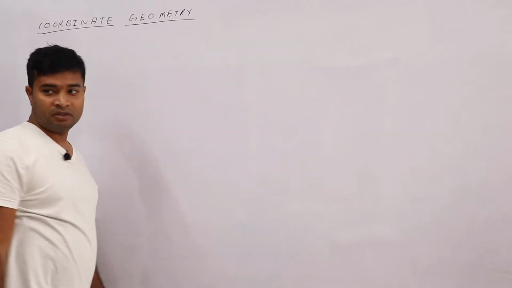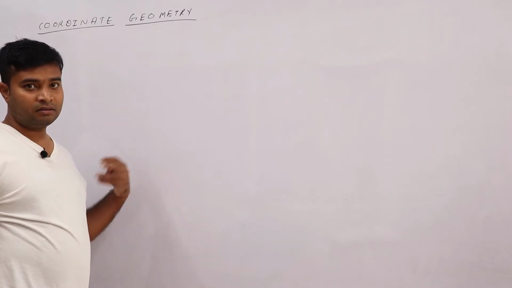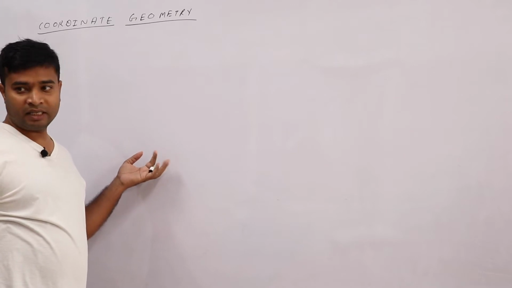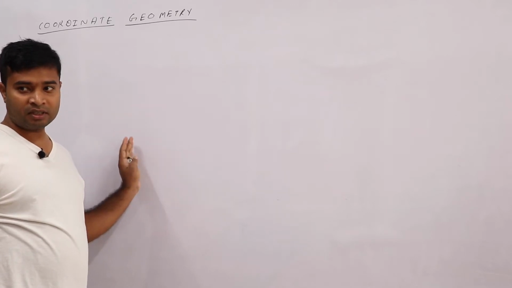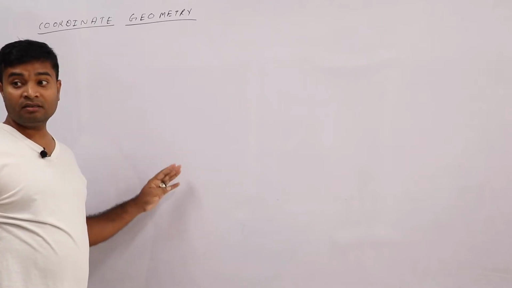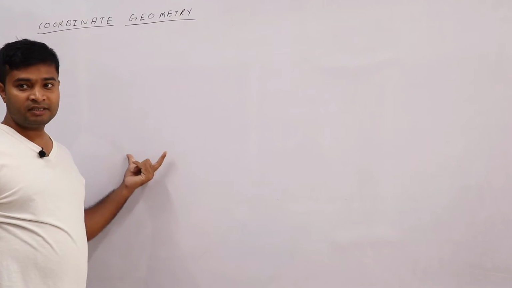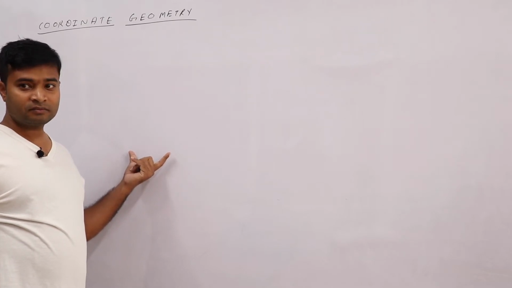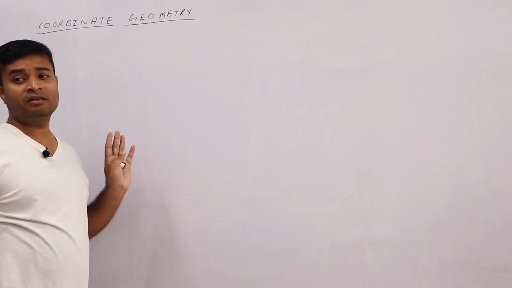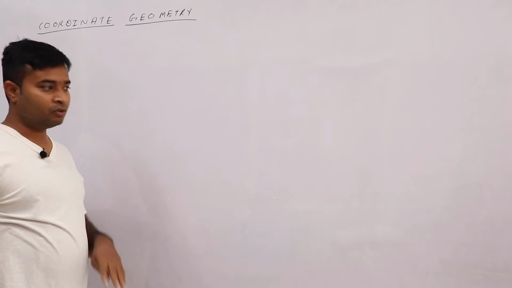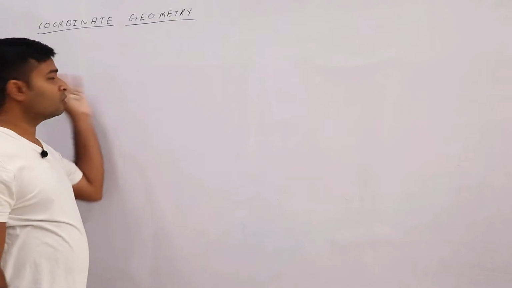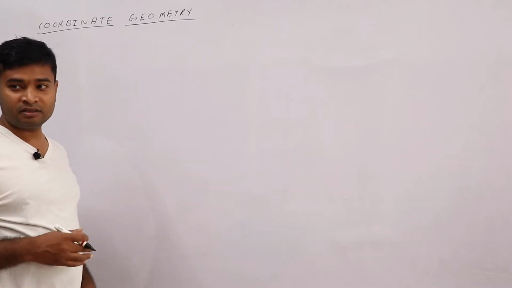Coordinate geometry. Just before, we have studied linear equations in two variables, right? In that also we learned about the graph. Here also, coordinate geometry. Geometry means, at the very basic level, some kind of figure. Which kind of figure? A coordinate kind of thing. Then what is the coordinate system?